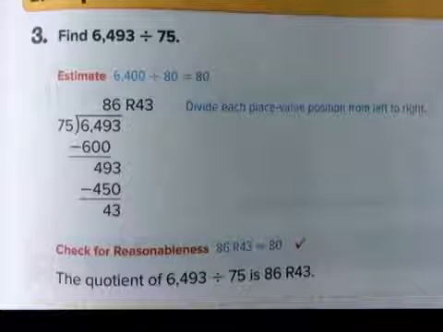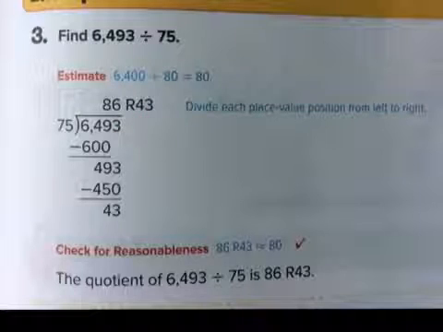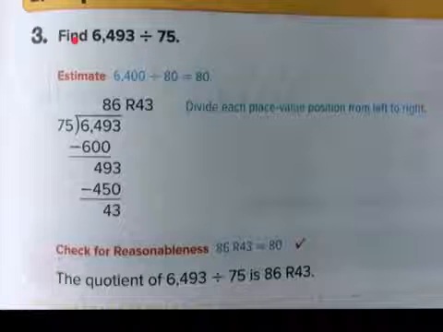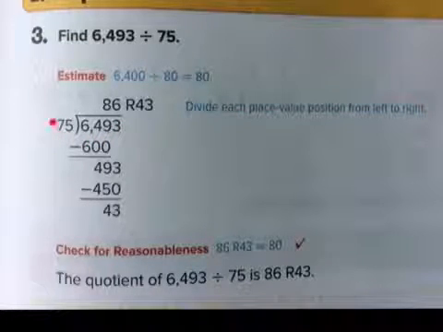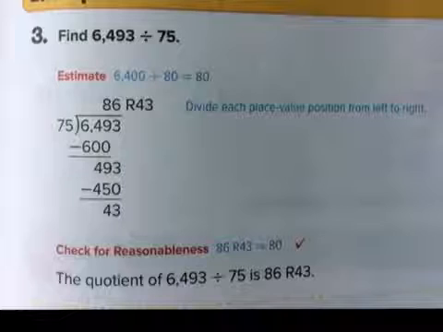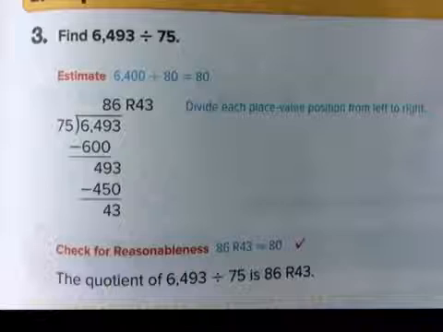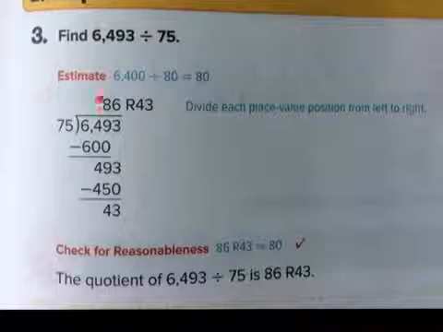For example 3 on page 217, you're going to see that we have an R43 in part of our answer. That's called the remainder, boys and girls. Find 6,493 divided by 75, and we simply divide, okay? 75 times 8 is 600. You subtract, bring down the 3, and then 75 times 6 is 450, and you subtract and you get 43. Now you could bring down another 0 and continue on, but we found our whole number.